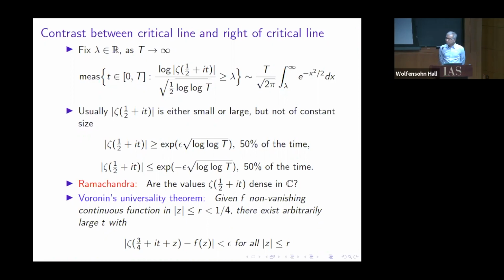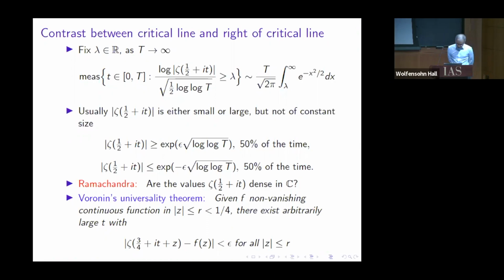So you can see this simply by taking, if you take lambda to be epsilon, you can see the values bigger than epsilon times e to the root log t are roughly half. And then if you take lambda to be minus epsilon, go from minus infinity to minus epsilon, you get the other half that I've written there.